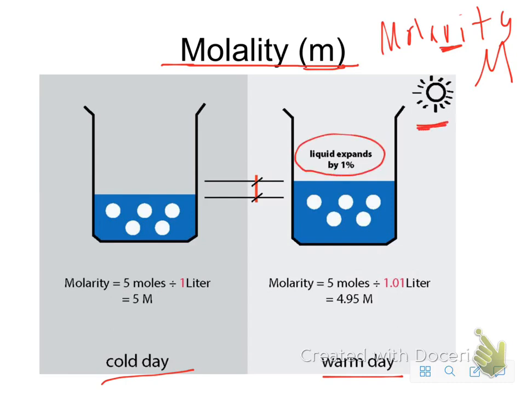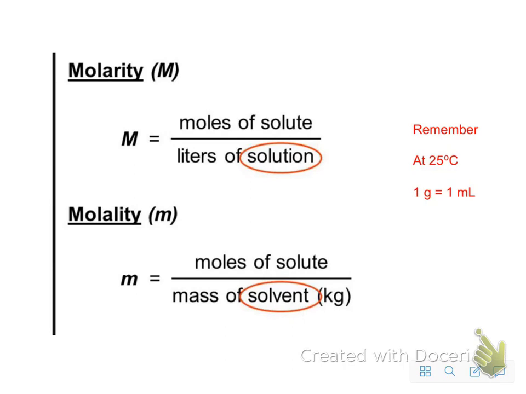the liquid can actually expand by a little bit. So if you look at what happens to the volume of the solution, on a hot day, you actually end up with a little lower molarity than you would on a cold day. So molality takes this into account. Molality is constant with temperature changes. So they're very similar formulas. You know molarity is moles of solute per liter of solution, whereas molality is the moles of solute over the kilograms of solvent.